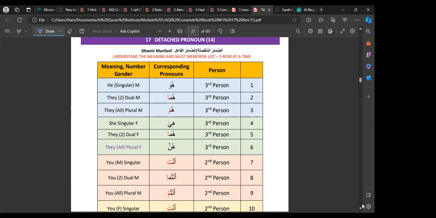Then if they are female, you say hiya. If there's 2 females that you're talking about, humma. So humma and humma are the same. The dual for masculine and feminine are the same, as you can see here, humma and humma. And if you're talking about more than 2, so 3 or more, you say hunna. Okay. Now we move on to second person.